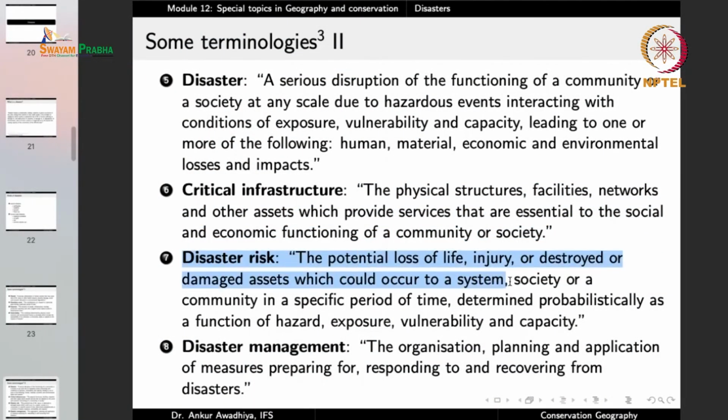We talk about disaster risk, which is the potential loss of life, injury or destroyed or damaged assets which could occur to a system, society or a community in a specific period of time, determined probabilistically as a function of hazard, exposure, vulnerability and capacity. What is the risk of a disaster? The risk of a disaster is again given by a function of hazard, exposure, vulnerability and capacity. So we can compute the level of risk to a disaster, which is the disaster risk.